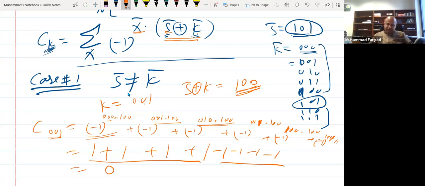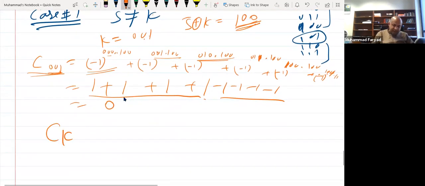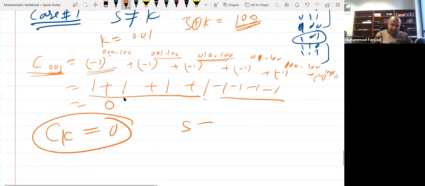And you can actually do this exercise for each K that is not equal to S. You will get a non-zero number here for S plus K. And when there's a non-zero number over here, its dot product with all X will give you 1 half of the time and 0 half of the time. You will get a sum of an equal number of minus 1 and plus 1, and all of these coefficients are going to be 0. So in general, these CKs are all 0 when S is different from K.